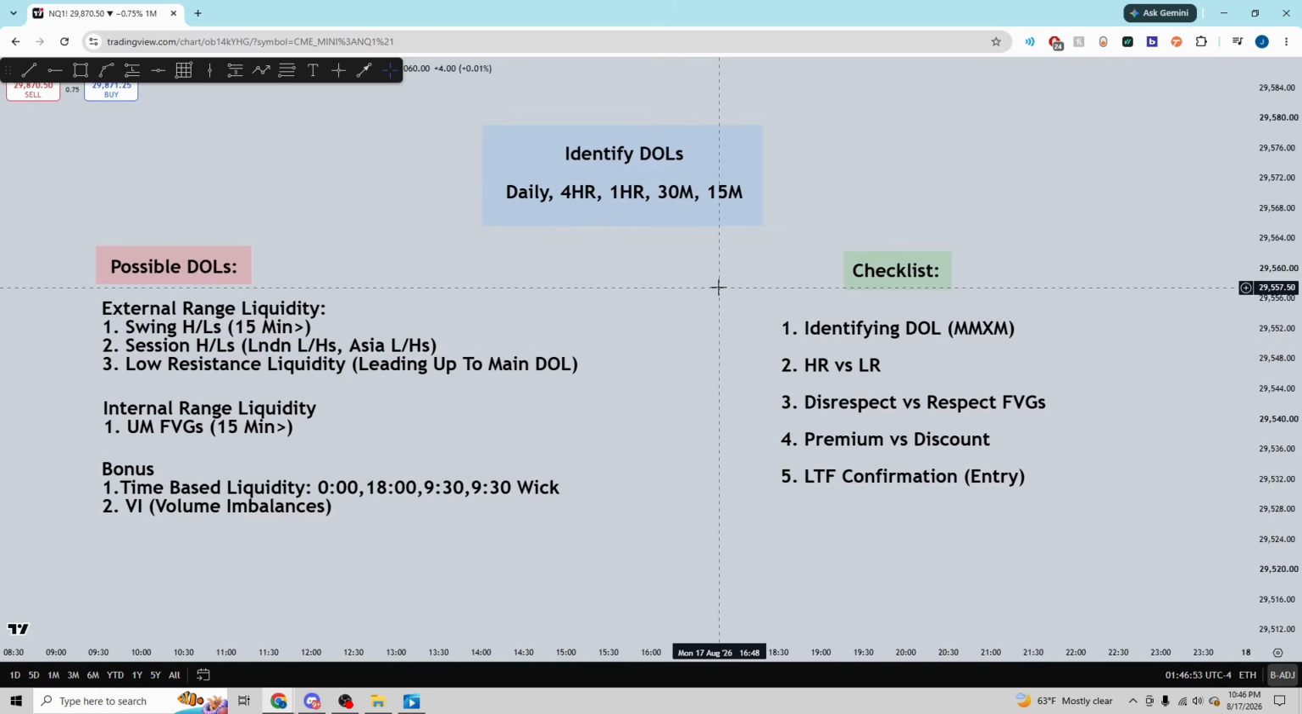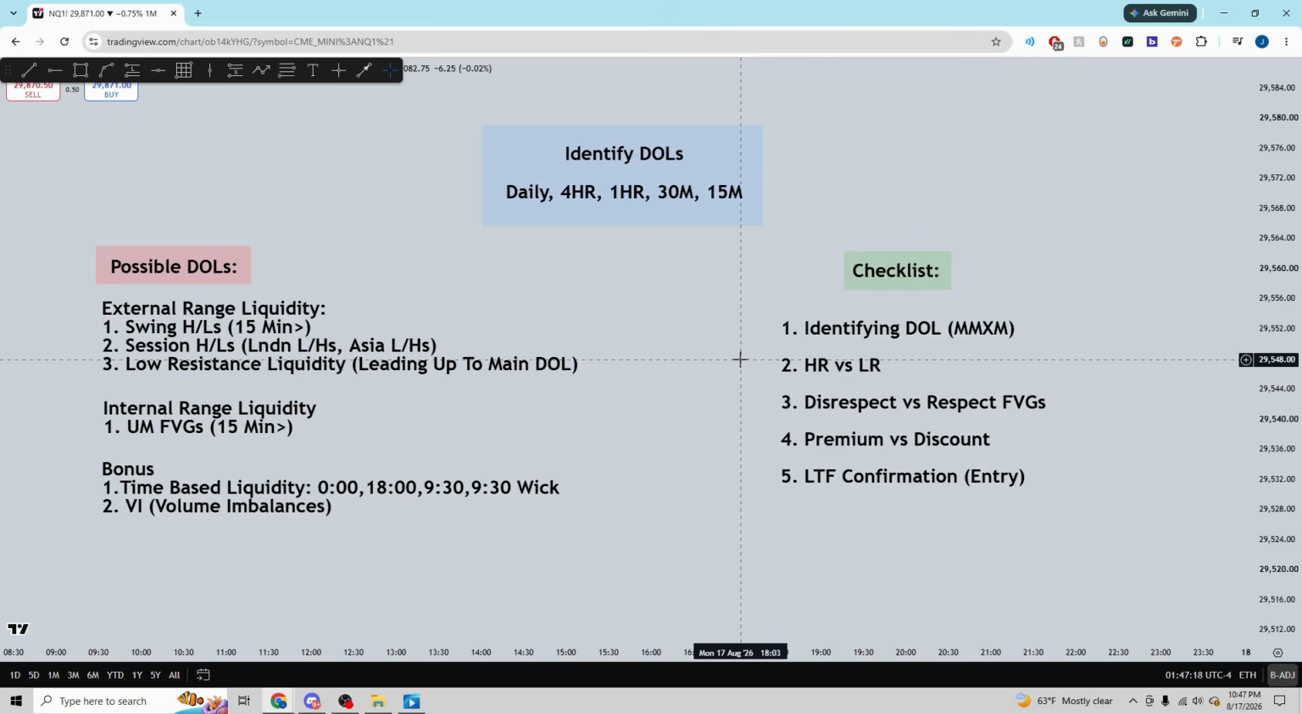On the right hand side, you can see that we have a proper checklist in order to identify the correct draws on liquidity going into every single day. First, you want to identify the draw on liquidity based on the market maker buy or sell model framework. You want to be asking yourself, are we delivering from the buy side of the curve or buy side liquidity? Or are we delivering from the sell side of the curve or sell side liquidity?